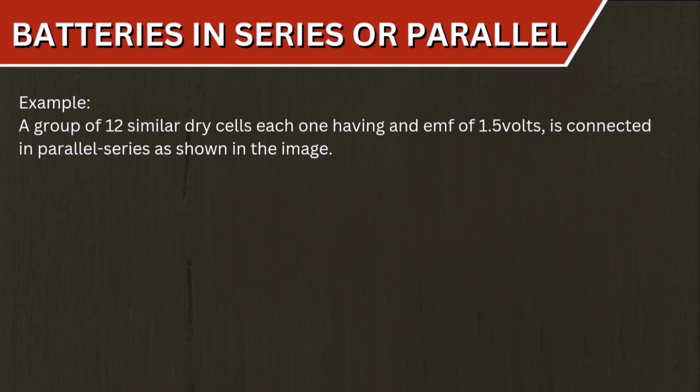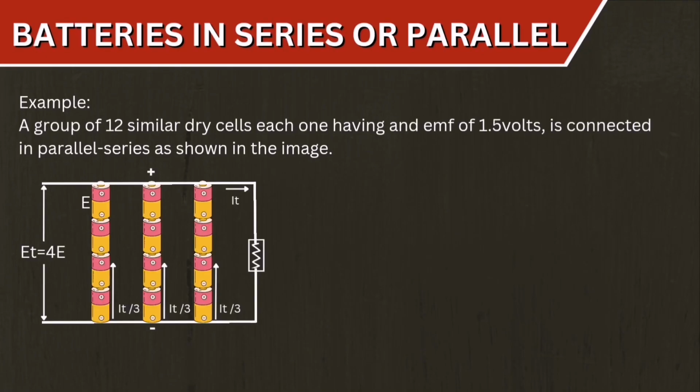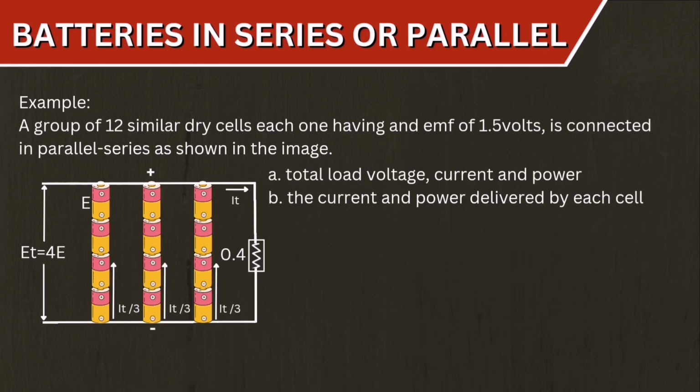A group of 12 similar dry cells, each one having an EMF of 1.5 volts, is connected in parallel series as shown in the image. If a load resistance of 0.4 ohms is connected across the combined sources, determine the following, neglecting the internal resistance of the cells. A. The total load voltage, current and power. B. The current and power delivered by each cell.